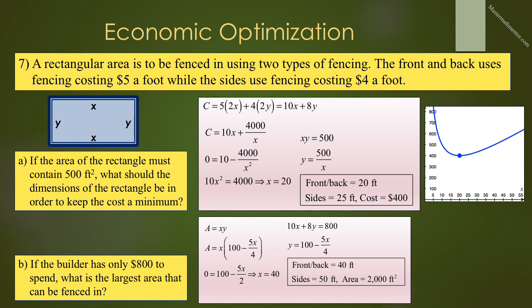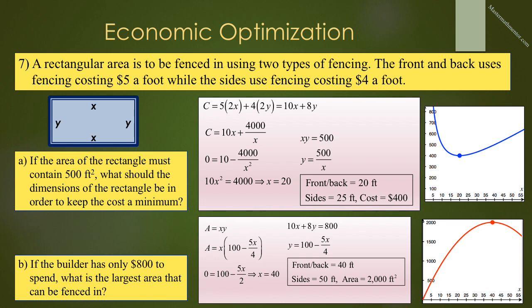So now the front and the back will be 40 feet, making the two sides 50 feet. And that will give us a maximum area of 2,000 square feet. The graph also confirms the fact that the largest area we could build is 2,000 square feet. It also shows that there is no real minimum. We can get as close to 0 as we like by building very, very long and narrow rectangles.